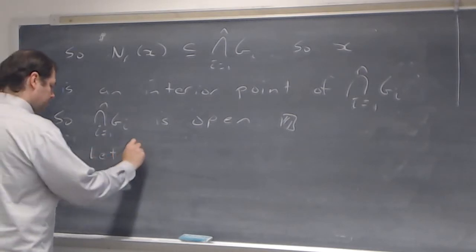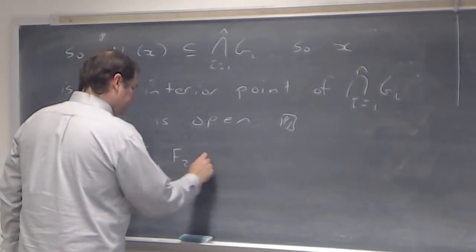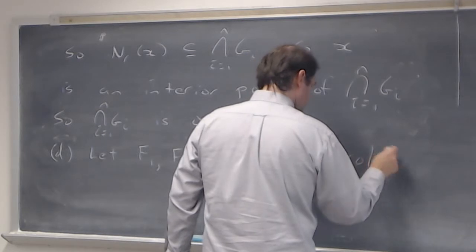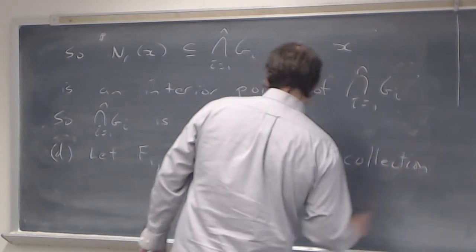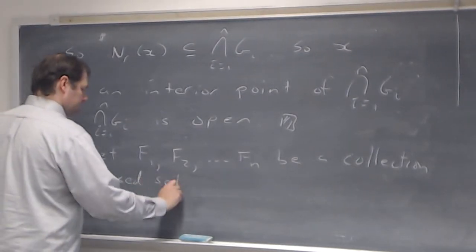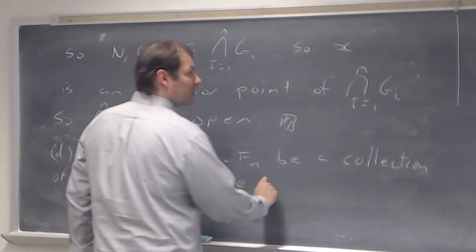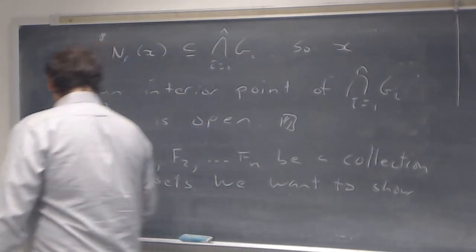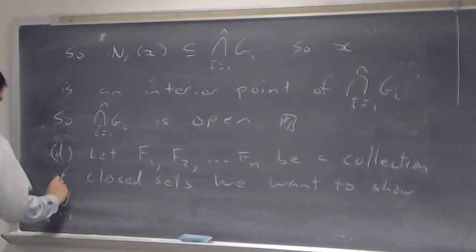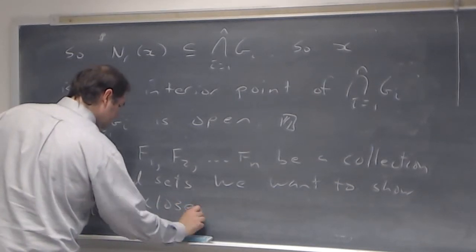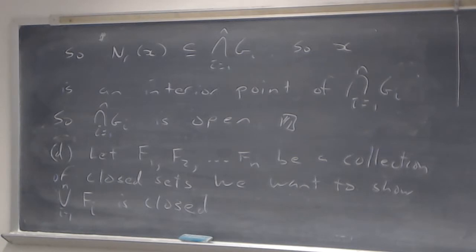For part D, we're going to let F sub 1, F sub 2, up to F sub n be a collection of closed sets. We want to show that the union, as I runs from 1 to n, of F sub I, is closed. So we're going to do this with complements here.